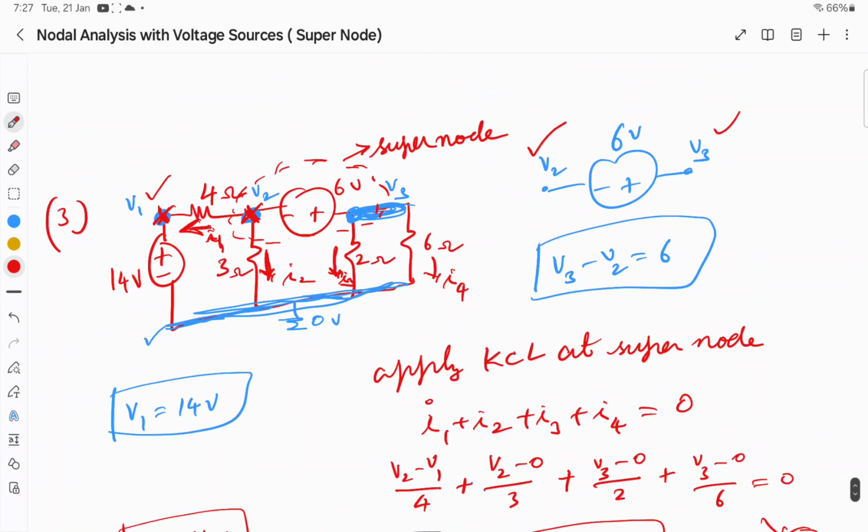You can also identify, if the question is to find out the current I4, it would be (V3 minus 0) by 6. If someone is asking to find out the current I1, it would be (V2 minus V1) by 4. That's it. Okay, right.